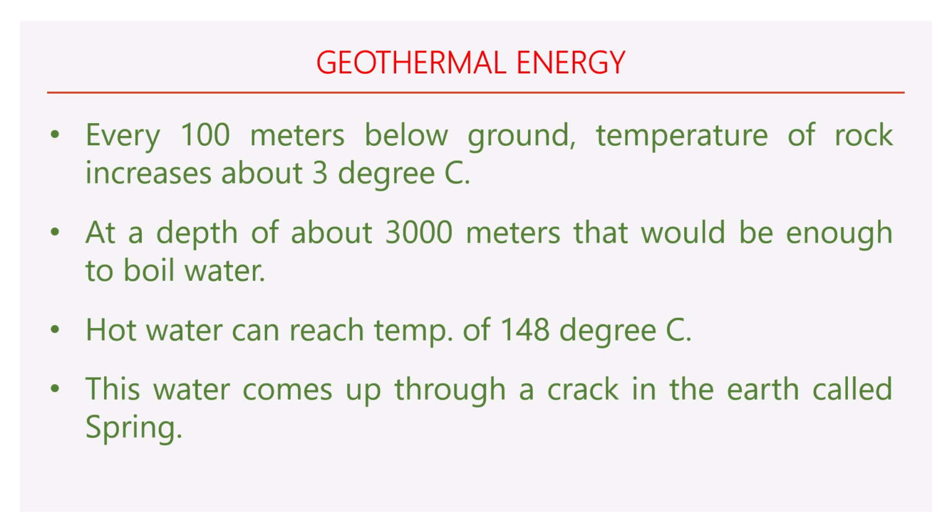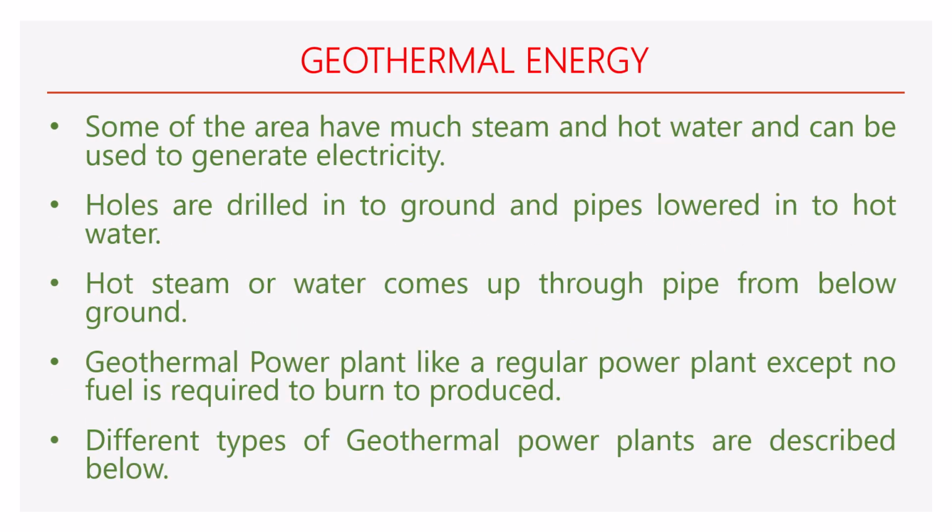How can water reach a temperature of 148 degrees centigrade? This water comes up through a crack in the earth called a spring. Some areas have much steam and hot water, which can be used to generate electricity. Holes are drilled into the ground and pipes lowered into the hot water. Hot steam or water comes up through the pipe from below ground. Geothermal power plants are like a regular power plant, except no fuel is required to burn to produce power. Different types of geothermal power plants are described.